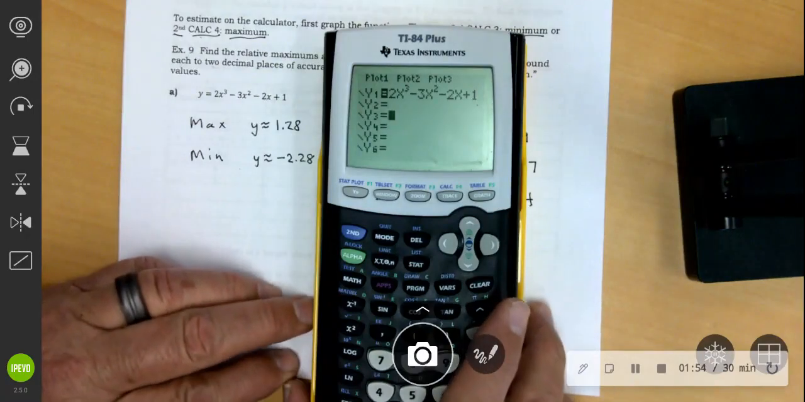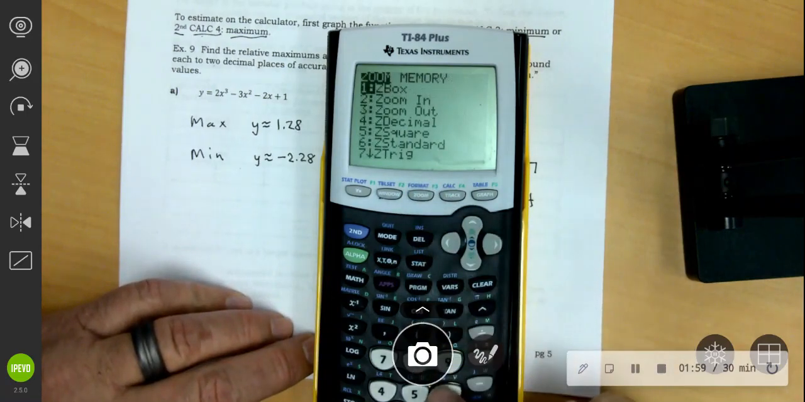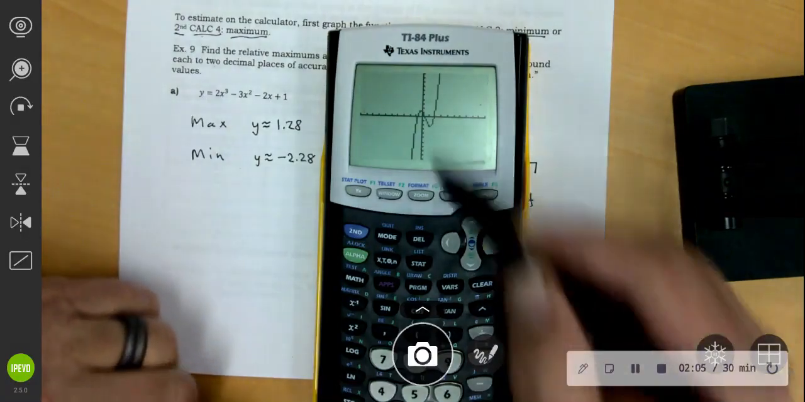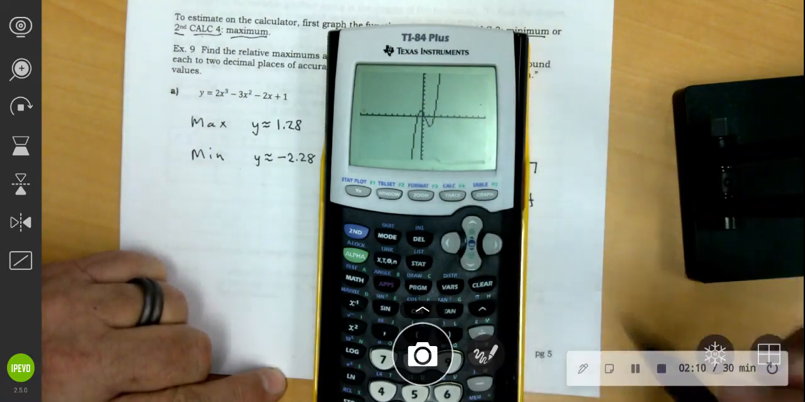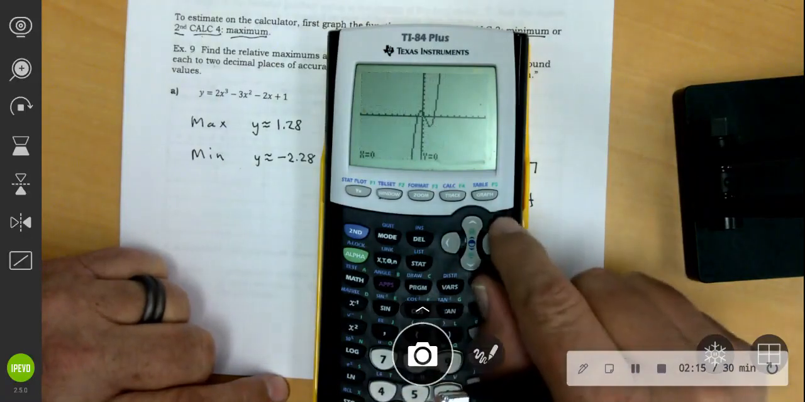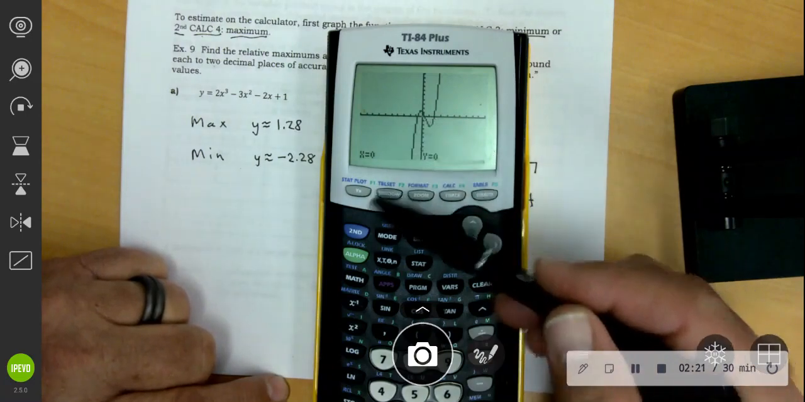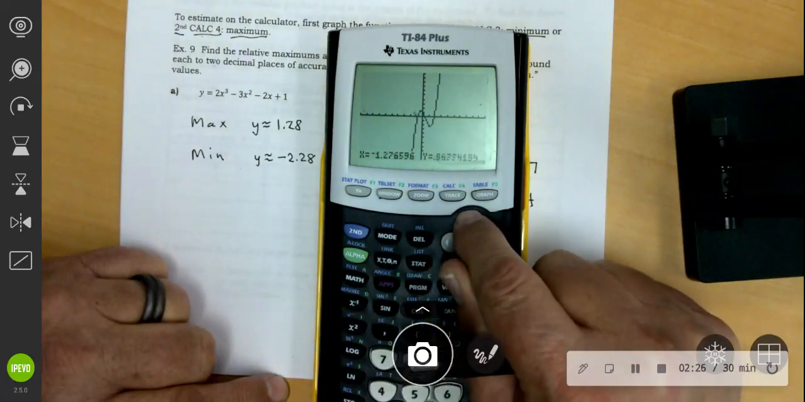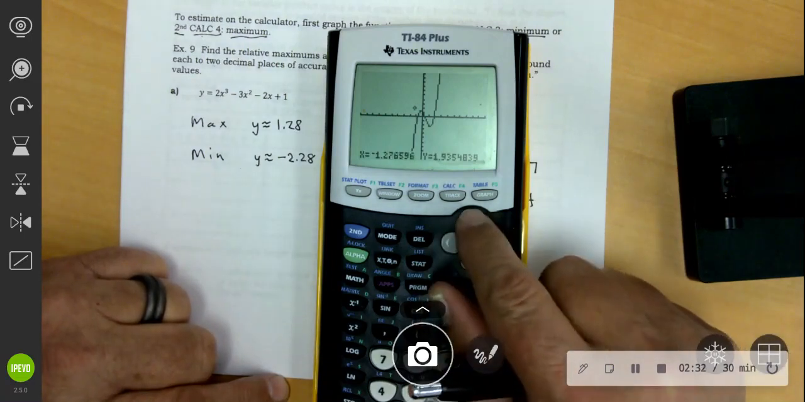So now we're going to graph this, and I'll show you how we find these answers eventually. Zoom 6 will give you the standard screen. And then we're going to draw a little box around this part here where we've got a hilltop and a valley. So hit zoom, choice number 1. And you'll see that this cursor is blinking at the origin. It's actually very hard to see there, but 0, 0 is the origin. If you use the left arrow and the up arrow, you'll see that cursor moving around there. And move it to a position that's roughly there.